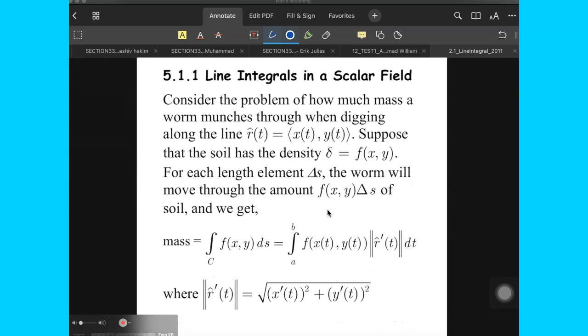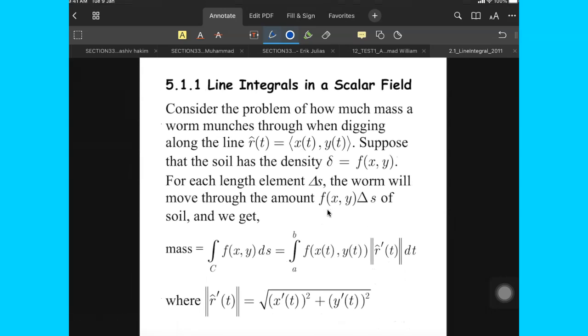Just now I mentioned the physical meaning of the line integral. The physical meaning of line integral, especially for the scalar field, is that you are evaluating the mass of a very thin wire or very thin rope, or another physical idea regarding the line integral for scalar field.